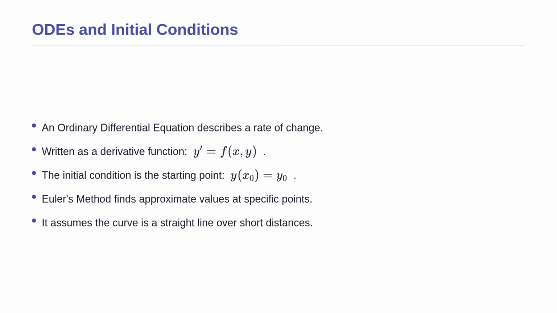Now that we have a physical intuition, let us look at the mathematics. In calculus, we often encounter an ordinary differential equation, which describes the rate of change of a variable. We write this as y prime equals f of x comma y. Along with this, we are given an initial condition, which is our exact starting point. Euler's method is a numerical technique that finds approximate values for this unknown curve. Instead of finding a perfect continuous formula, it calculates discrete points by assuming the curve is practically a straight line over a very short distance.